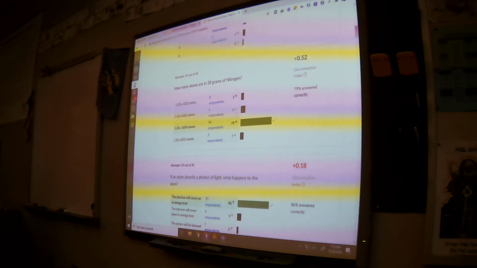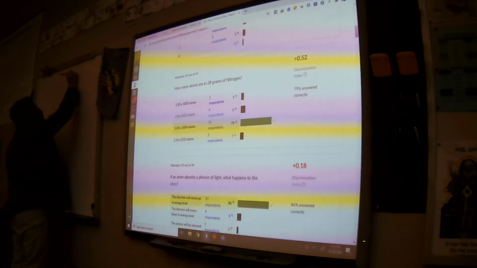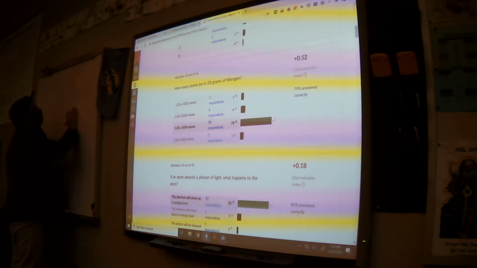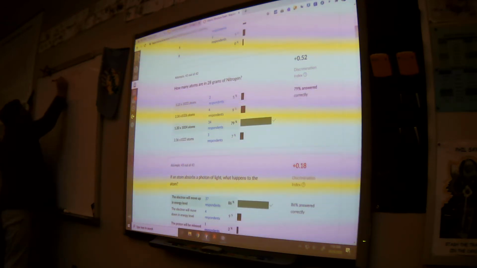For that, you're going to need 2 things. You're going to need the molar mass of nitrogen. Where do you get that? Periodic table. Look up nitrogen, it's 14.007, and again, that's grams per 1 mole. And then we need Avogadro's number, 6.022 times 10 to the 23rd. In this case, it's atoms in 1 mole.